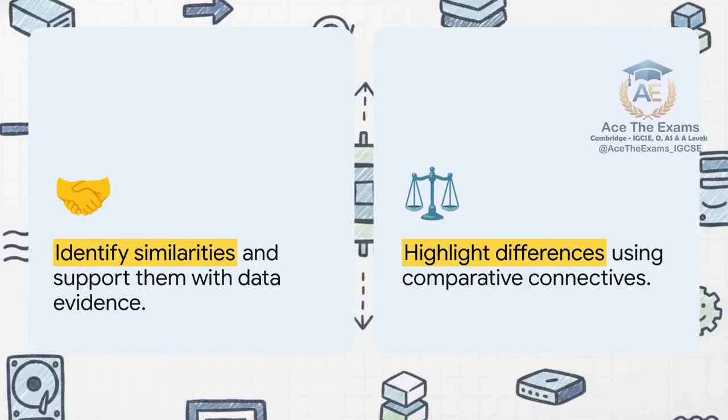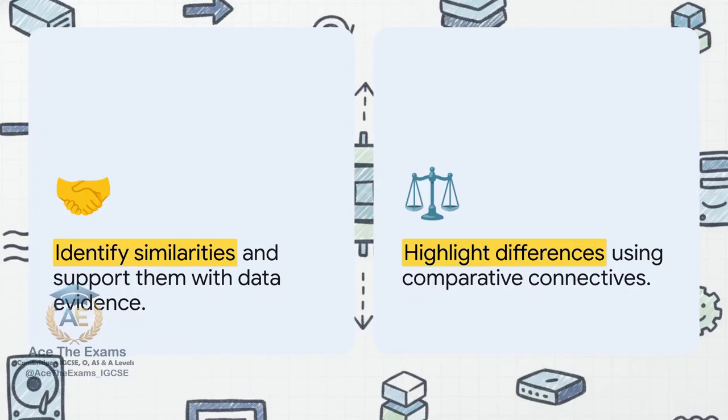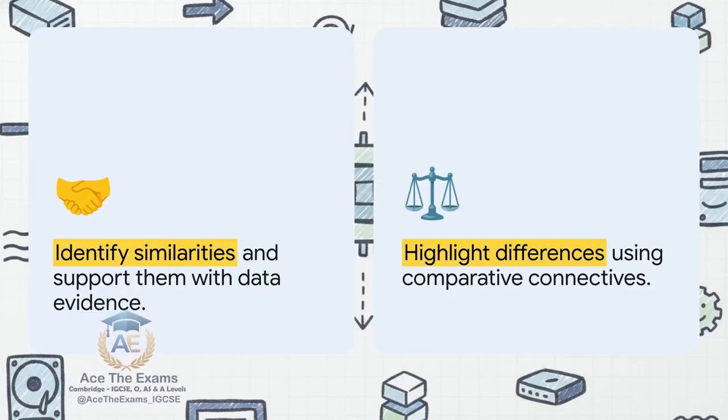You must support your similarities with actual evidence from the data table. And for differences, you must use comparative connectives. I'm talking about words like whereas, conversely, in contrast to, and however. Do not just list the features of processor A in one paragraph and then list the features of processor B in the next. That is not an analysis. You need to compare them directly in the exact same sentence.